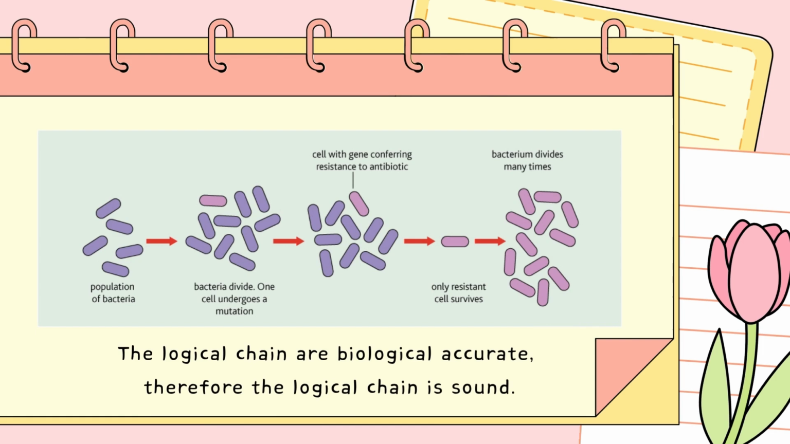Besides validity, we also need to check the soundness of this logical chain. When we overuse antibiotics, for example, taking them too often or not finishing a prescribed course, most of the bacteria will be killed but not all. Now, the presence of antibiotics becomes the selection pressure, and only bacteria that are resistant to antibiotics can survive and reproduce. Based on this diagram, we can see how overused antibiotics affect the bacteria. Finally, the population becomes resistant to antibiotics and makes infection harder to treat. The logical chain is biologically accurate, therefore the logical chain is sound.